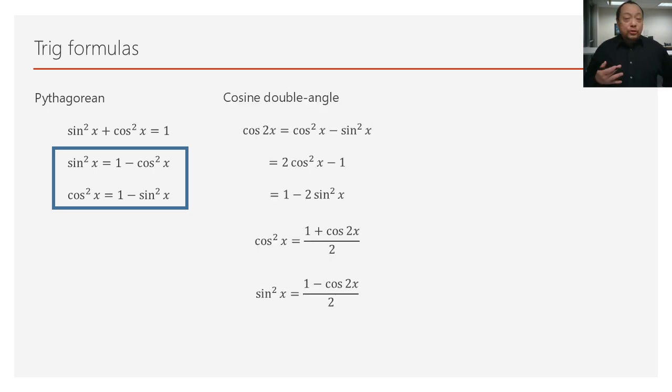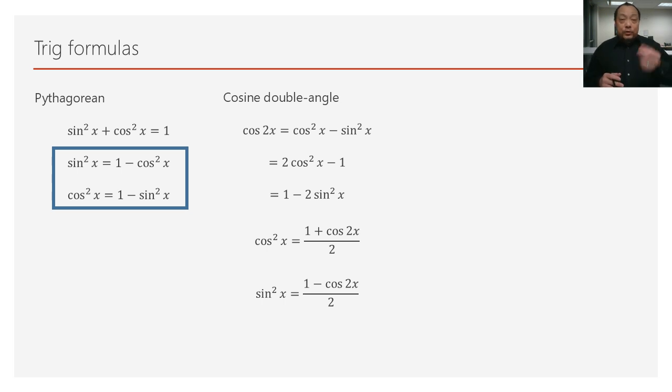I also assume you know the cosine double angle and how to get the square out of it. So cosine of 2x is equal to cosine squared minus sine squared. And then if you plug in the Pythagorean, then you'll get that is the same as 2 cosine squared minus 1 or 1 minus 2 sine squared.